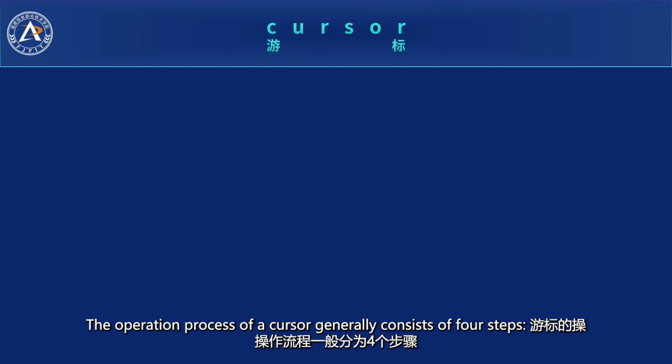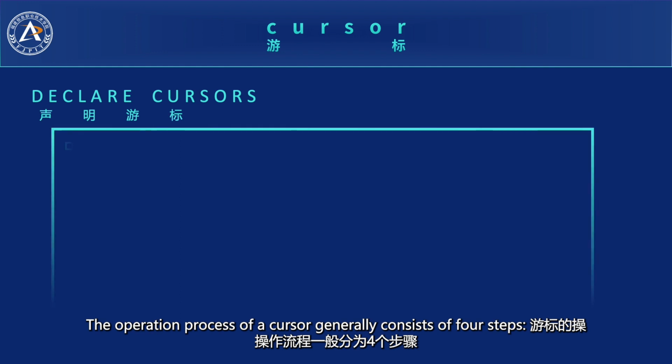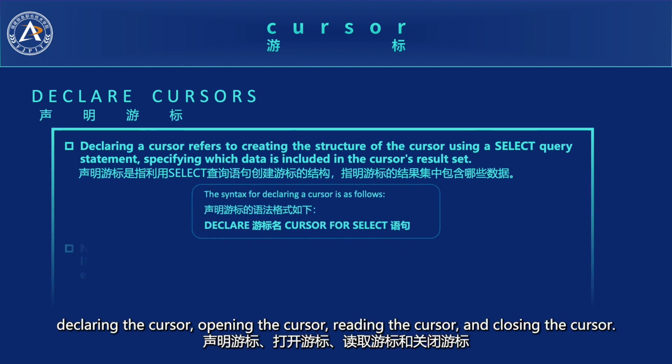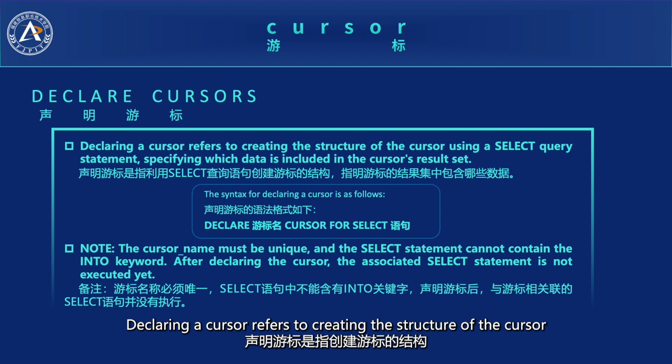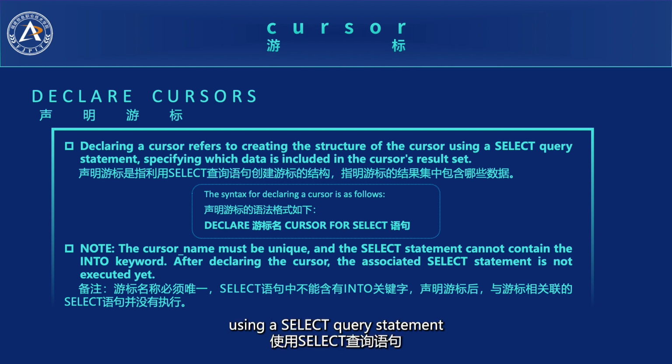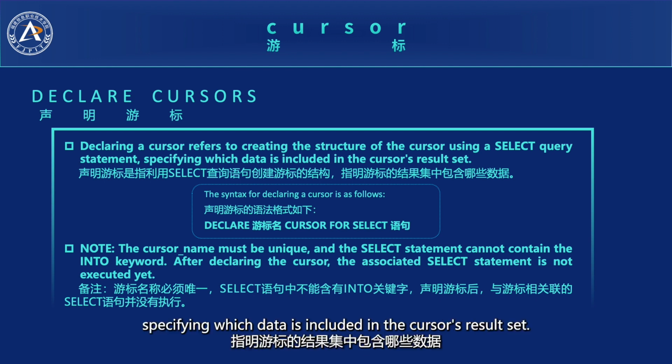The operation process of a cursor generally consists of 4 steps: declaring the cursor, opening the cursor, reading the cursor, and closing the cursor. Declaring a cursor refers to creating the structure of the cursor using a select query statement, specifying which data is included in the cursor's result set.